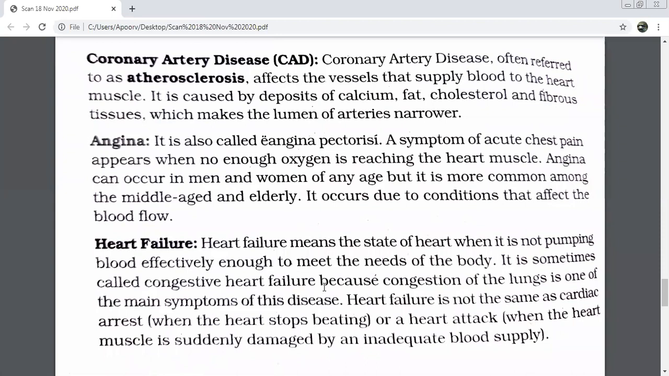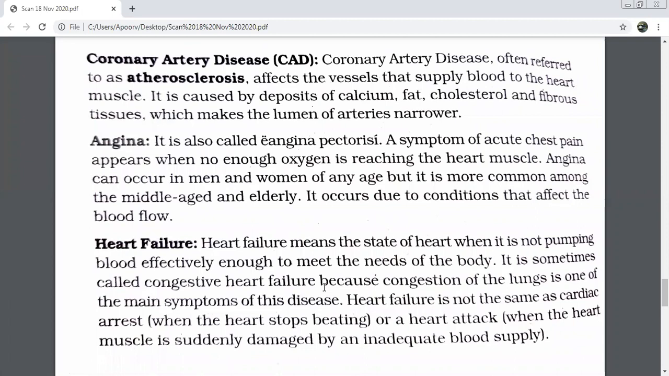Acute chest pain, what is it called? Angina. And the heart failure, which is caused by congestion in the lungs, what is that called? Which kind of heart failure is this? Congestive heart failure. Congestive, because it is caused by congestion in the lungs, so it is called congestive heart failure.